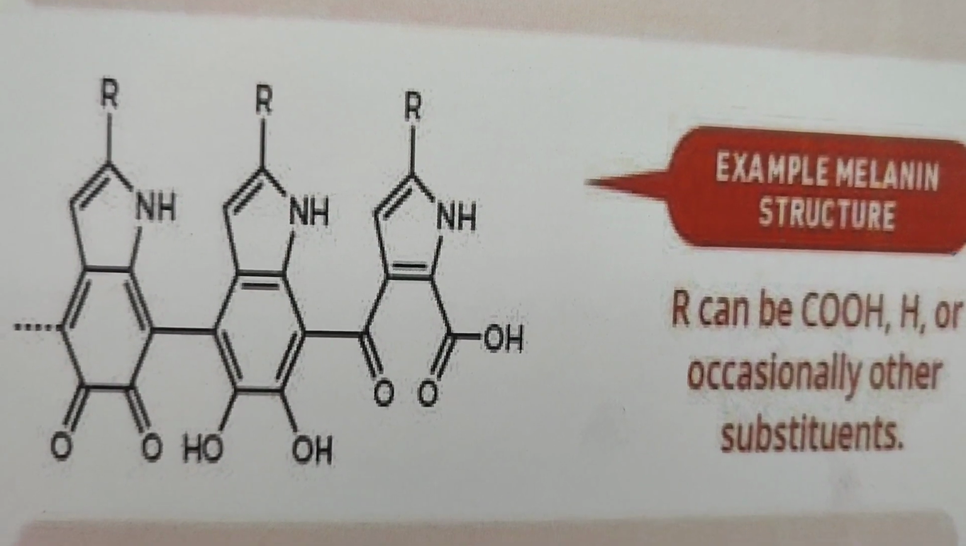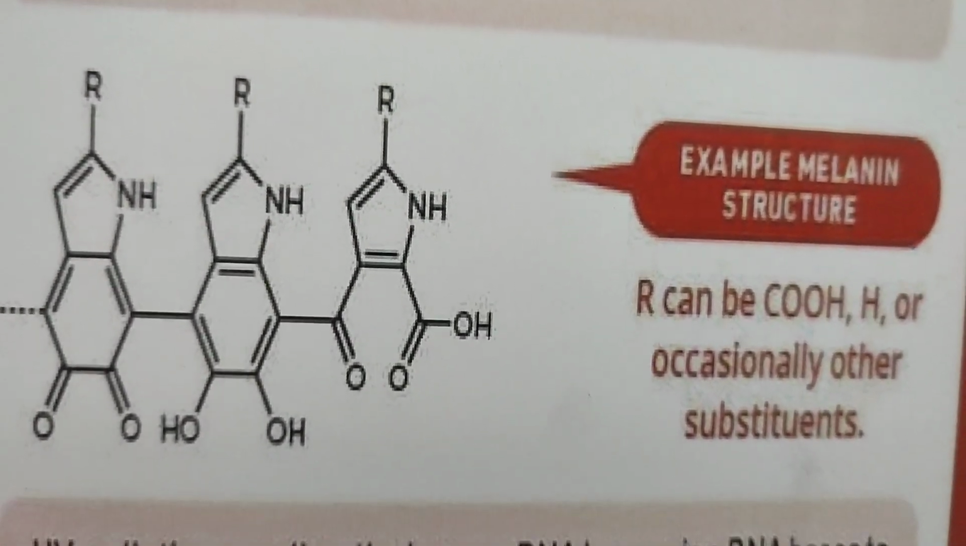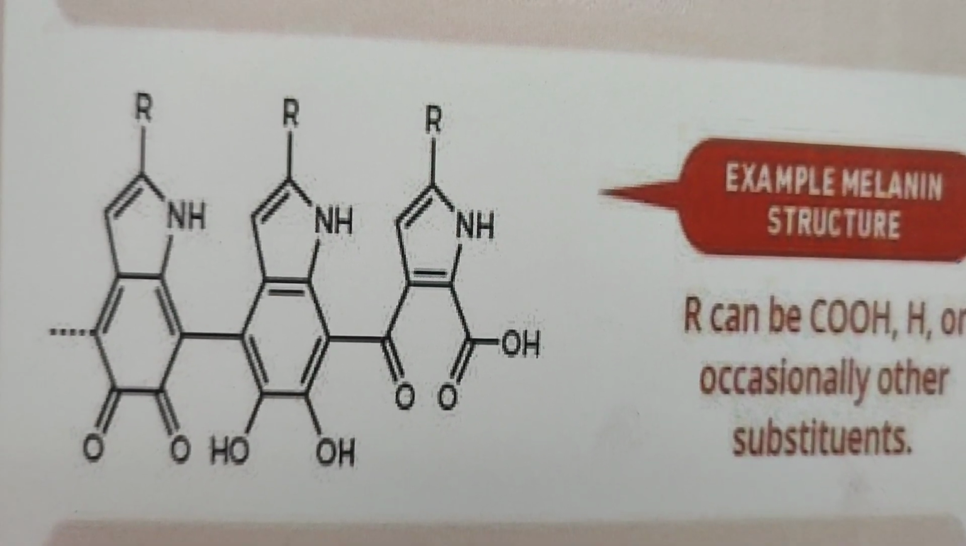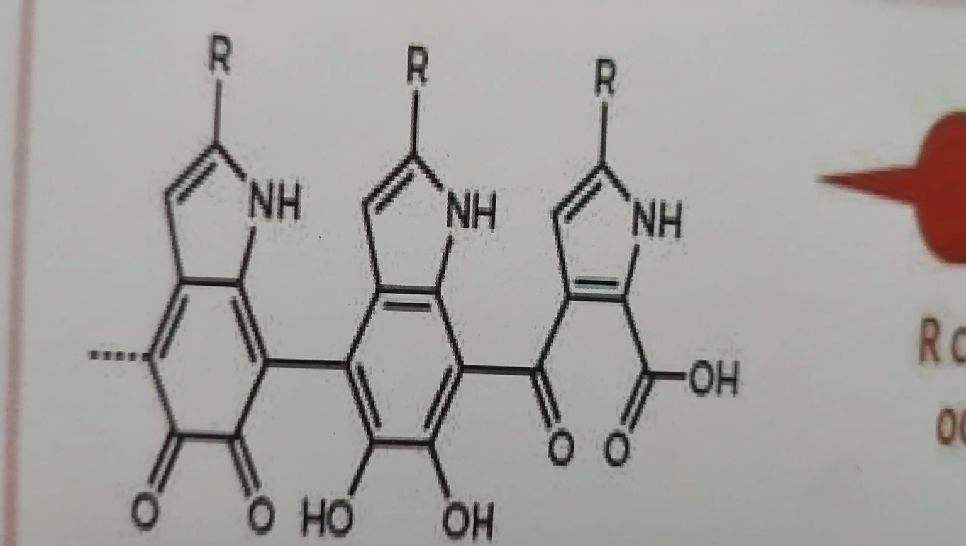Here is an example of melanin structure. So R can be COOH, H, or occasionally other substituents. That's the structure. Now talking about UV radiation. UV radiation can directly damage DNA by causing DNA bases to react with each other, forming products like pyrimidine dimers, which are the primary cause of skin cancers in humans. This UV light can also damage DNA indirectly. When excited, melanin generates reactive oxygen species.